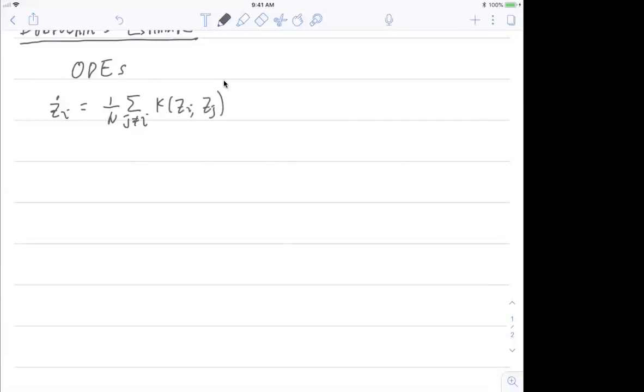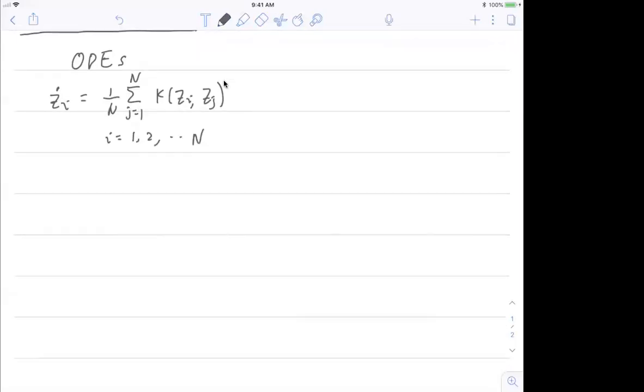Since we already made all the assumptions, K is skew symmetric, so here we just write it in this way, for i equals 1, 2, up to n. So we assume K is skew symmetric, and globally Lipschitz.